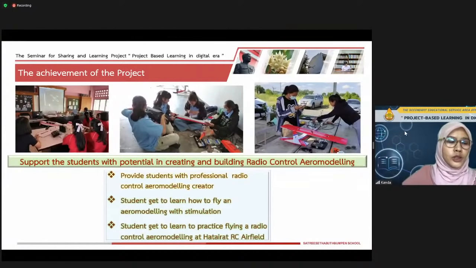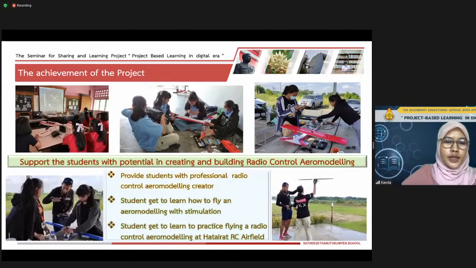Finally, I will go on to talk about the achievement of the project. The teacher supports students with potential in creating and building radio control aero modeling. First, the teacher provides students with a professional radio control aero modeling creator. Then they get to learn how to fly aero modeling with simulation. Additionally, students get to practice flying a radio control aero model near school at Hatayrat RC Airfield.